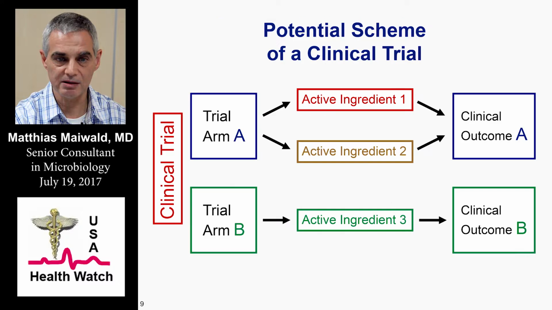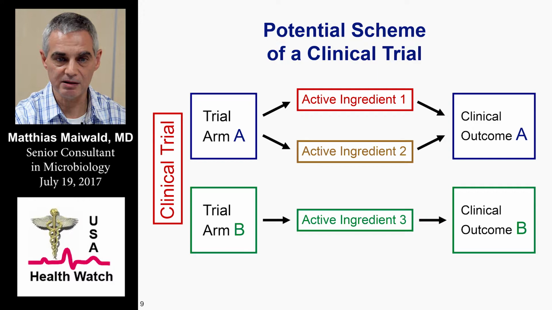Now, if you look at slide 9, you have a potential scheme of a clinical trial. So let's look at trial arm A. Trial arm A in this example gets two active ingredients, active ingredient 1 and active ingredient 2. And after the trial, there's clinical outcome A.